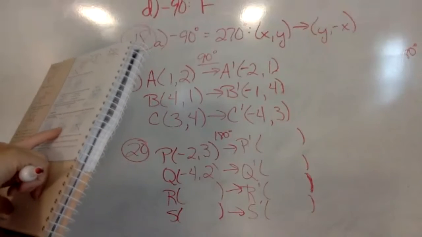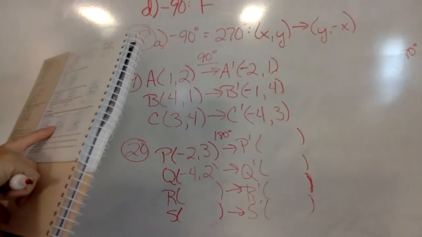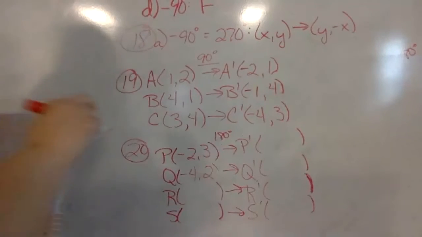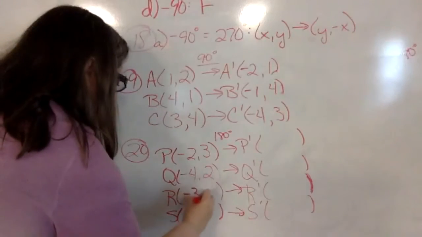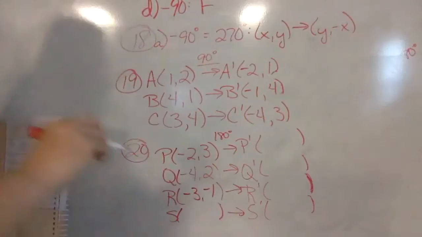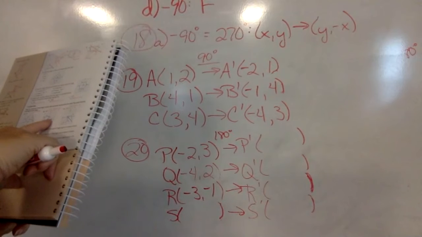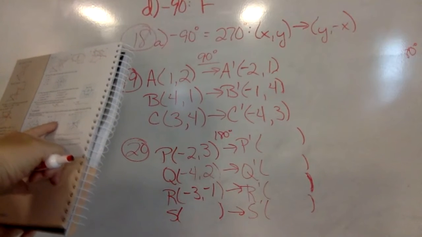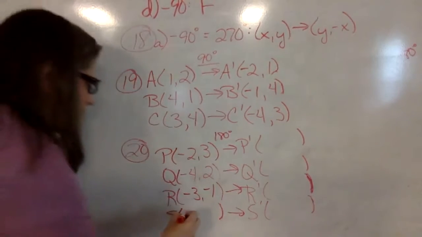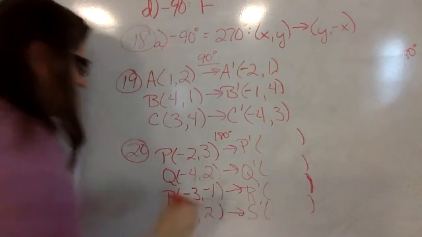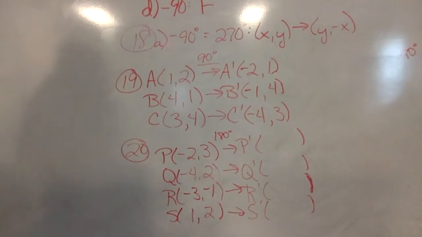Point R is 1, 2, 3 units to the left and 1 unit down. So that's -3, -1. And then point S is 1 unit to the right and 2 units up. Remember, you're starting at your origin every time to find where you go to get the point. So I've got all my coordinates.